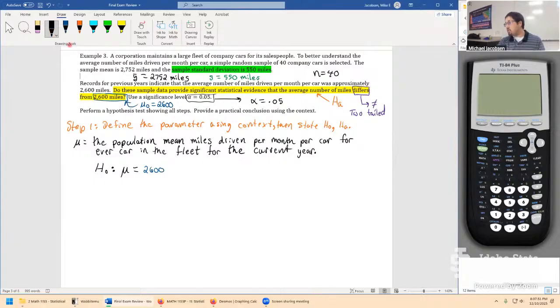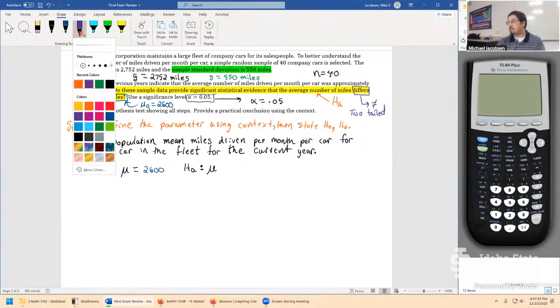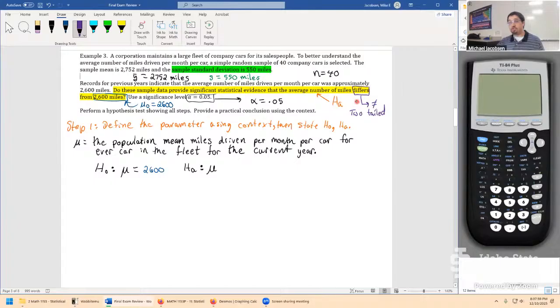We're looking for evidence on the alternative, HA, so let's just write it down. That mu, double check the statement again. It's a two-tailed test, so we're testing if mu is different from 2,600. Sample mean indicates it might be, but keep in mind the standard deviation is pretty large on this one, and that's the other half of the story.